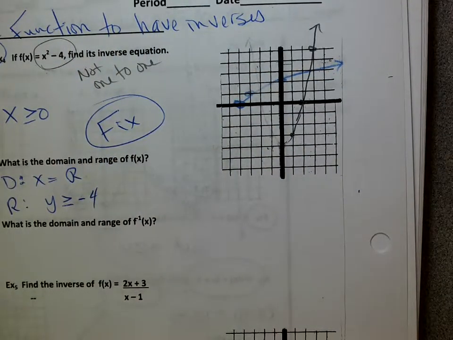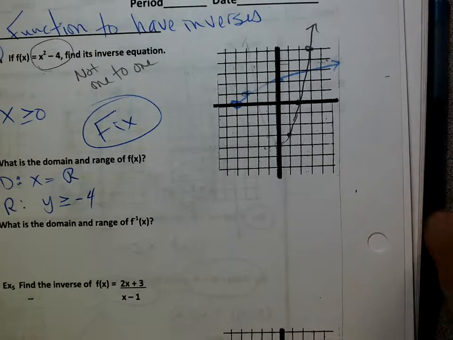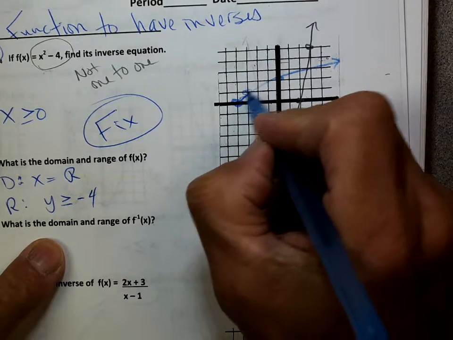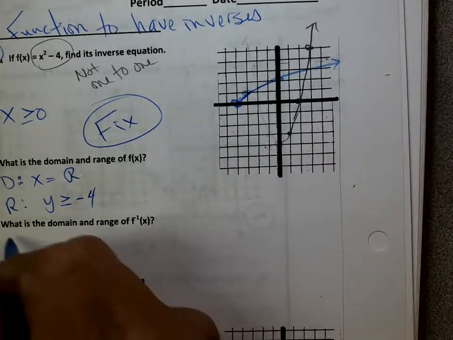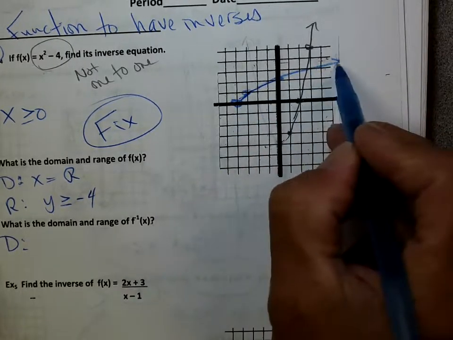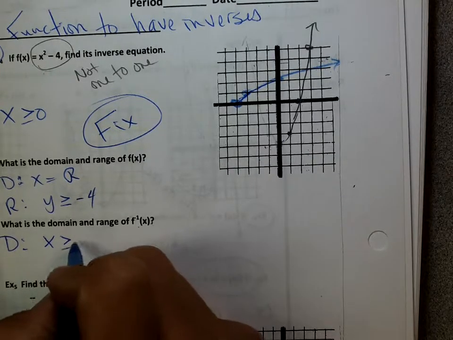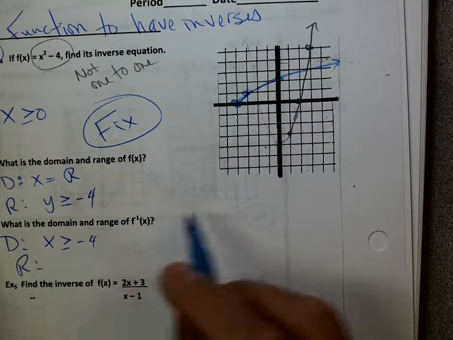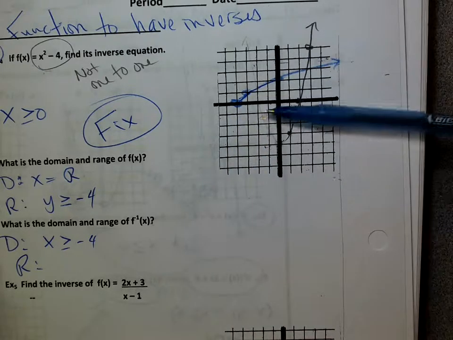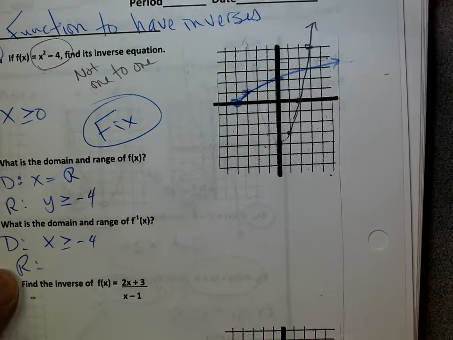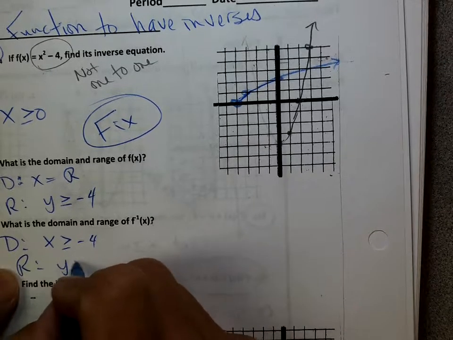Well, let's keep going with this, all right? So now, what's the domain of f inverse of x? Now that we've got it there, what's the domain of f inverse of x? Domain. What's the domain of this? It's x is greater than or equal to -4. And what's the range? Greater than or equal to 0. Okay, so we get y is greater than or equal to 0.